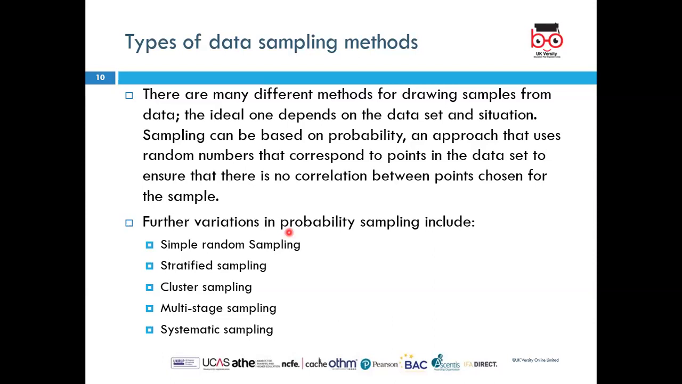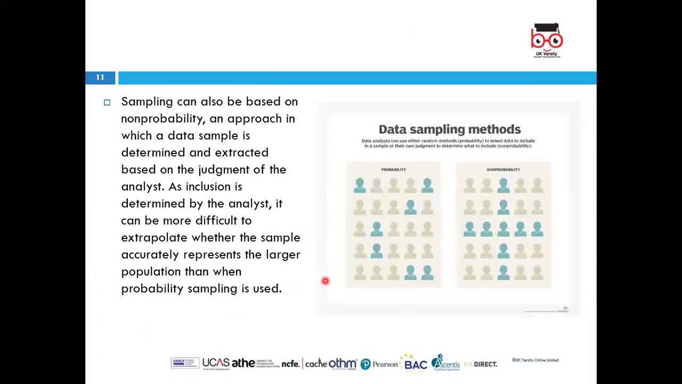For the further variations in probability sampling, these are a bit more complex. There's simple random sampling, stratified sampling, cluster sampling, multi-stage sampling, and systematic sampling. We're not going to go into details. So sampling can also be based on non-probability, in which you don't have a random say in it.